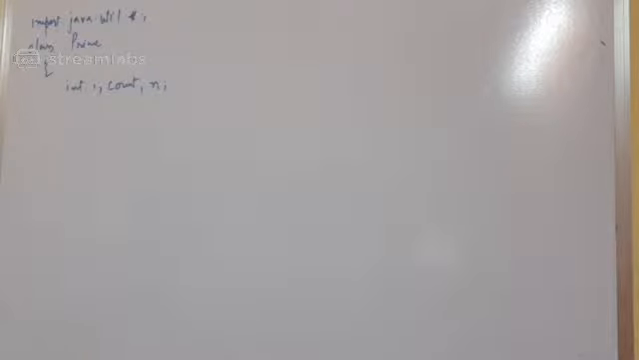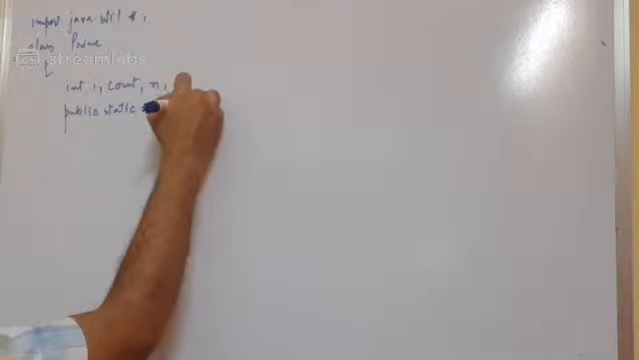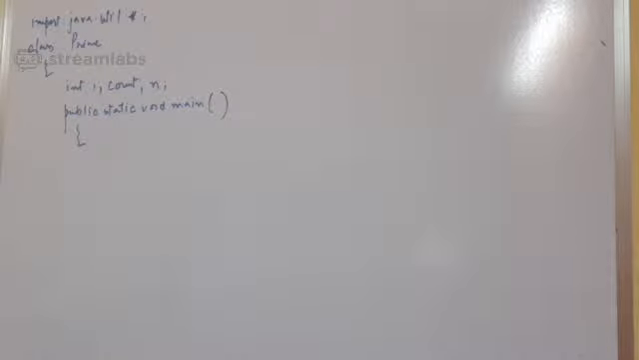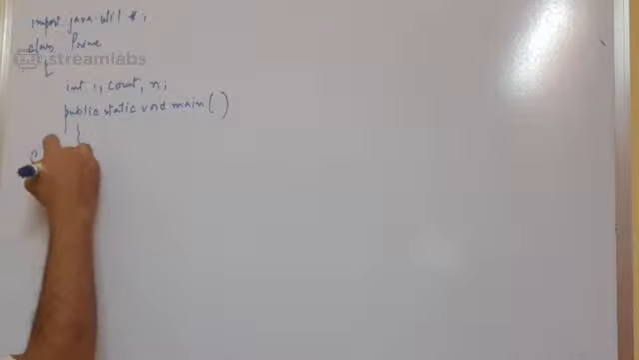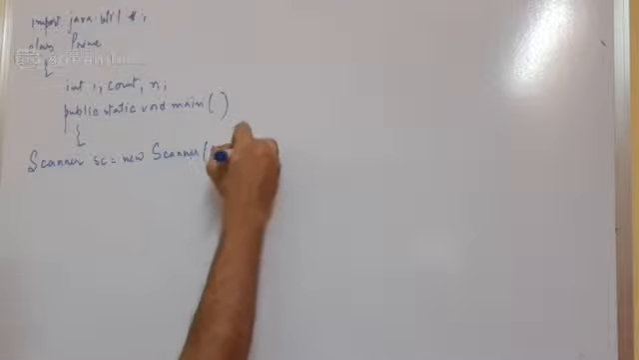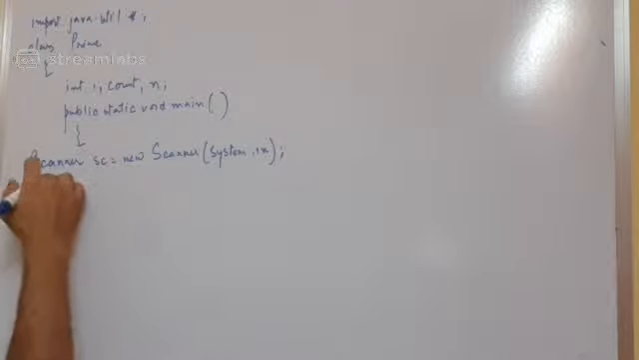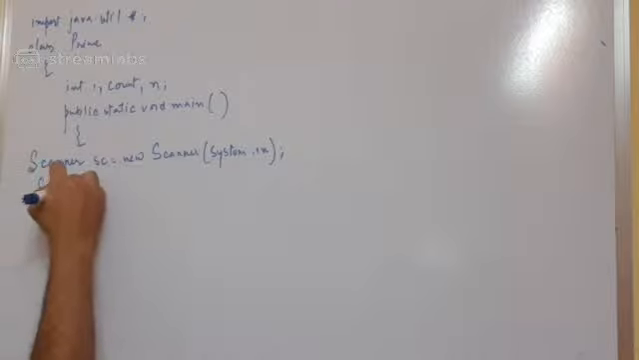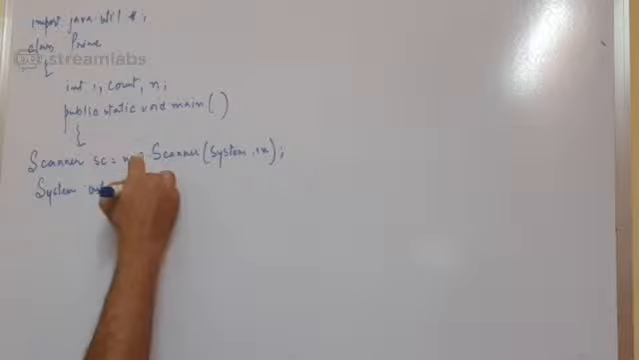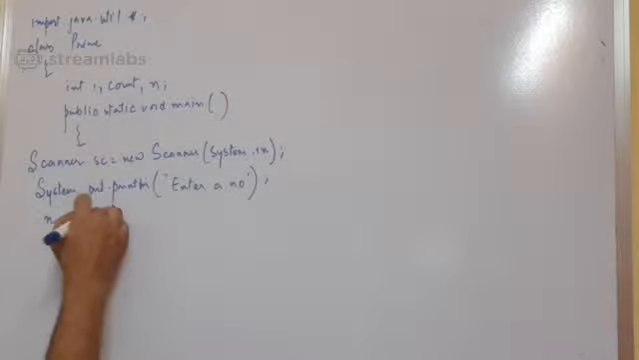And then I'll be introducing a static void main method out here. Now over here what we need to do is use a Scanner class, System.in. First we need to ask the value from the user. System.out.println, enter a number, and then n equal to sc.nextInt.